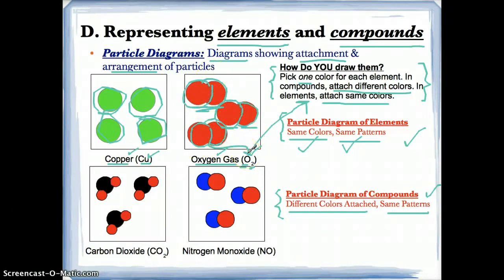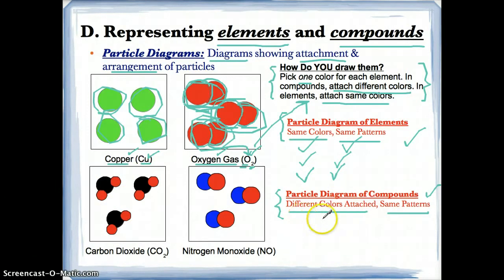And obviously, I know oxygen gas, or O2, is an element based on the particle diagram alone because you have the same colors, which are red, and the same patterns, which are two red particles that attach to each other per unit. Two red particles attach to each other here, here, and here. Same color red, and the same pattern, two red particles attached in each unit.